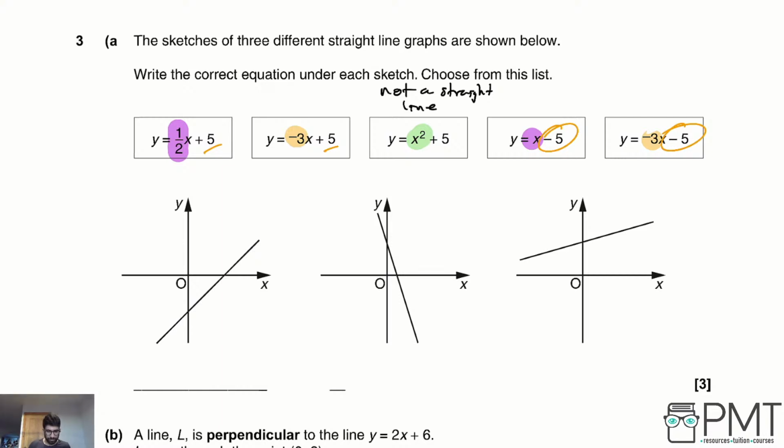So the first one, let's look at the first graph. Alia has some suggestions. Y is x minus 5, then -3x plus 5, then 3x plus 5. I think I agree with you. Thank you very much. Well done.